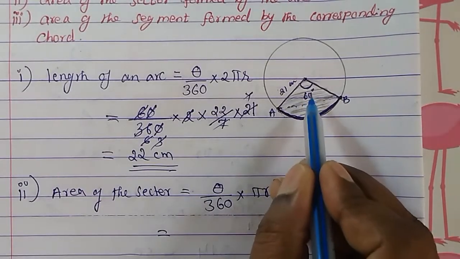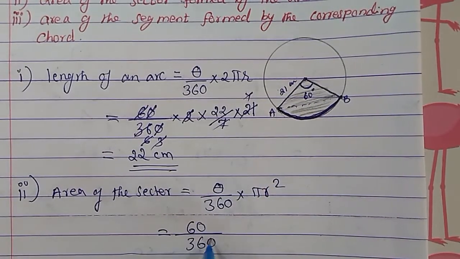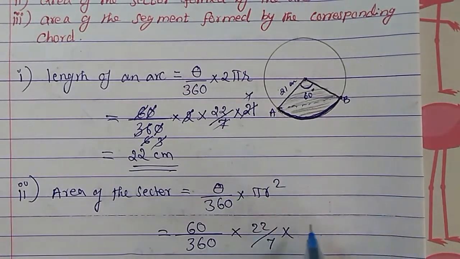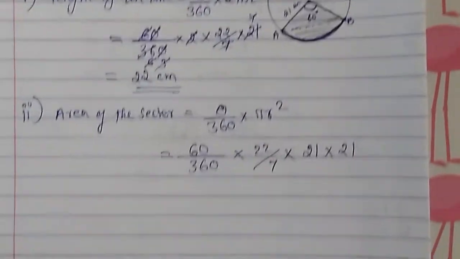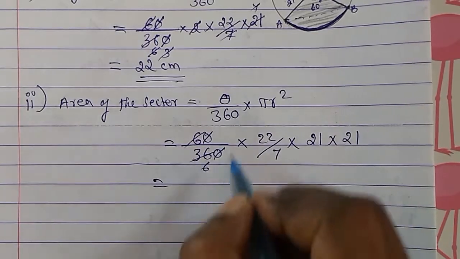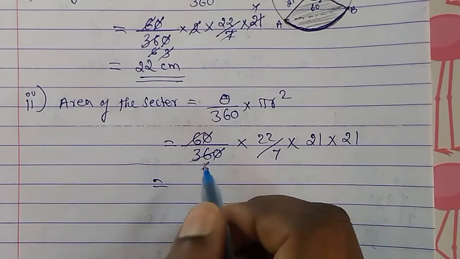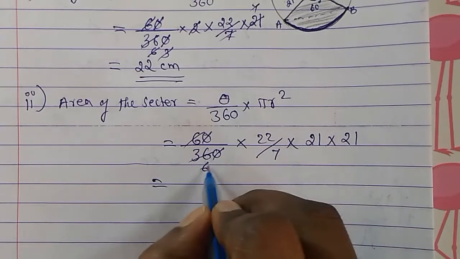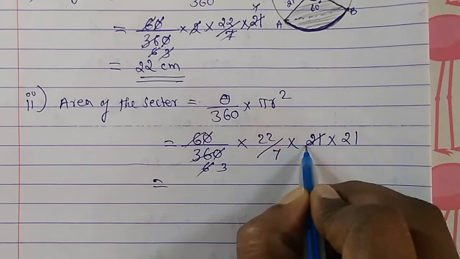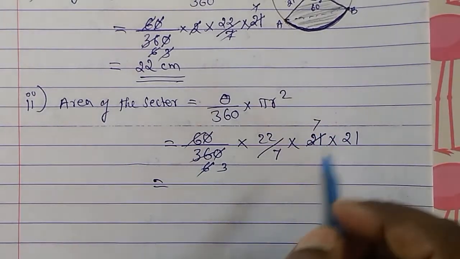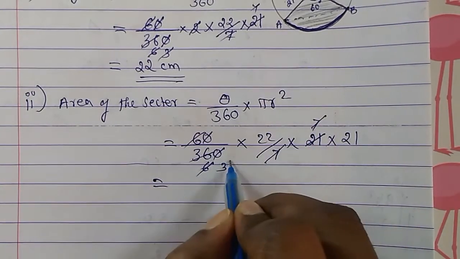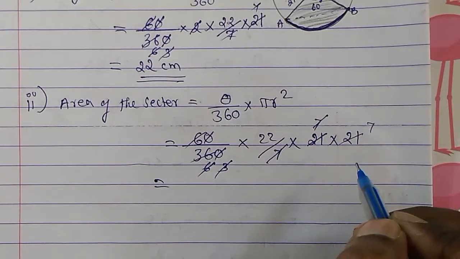So theta here is, angle is 60. Pi value 22 upon 7. Radius is twice. So radius we know 21, so 21 2 times. So now 0 0 gets cancelled. This 6 times. Then here with 2 or with 3 also you can do. 3 2s are 6. Then 7 3s are 21. Then this 7 will get cancelled. Then this 3 7 times. So what is left now?